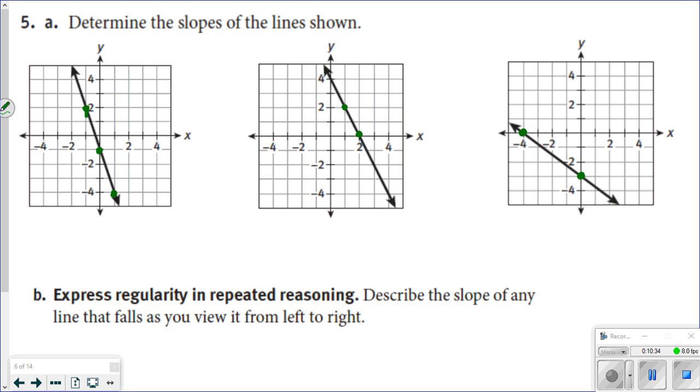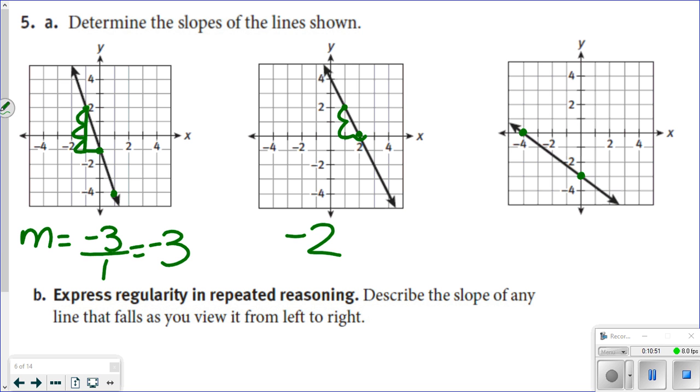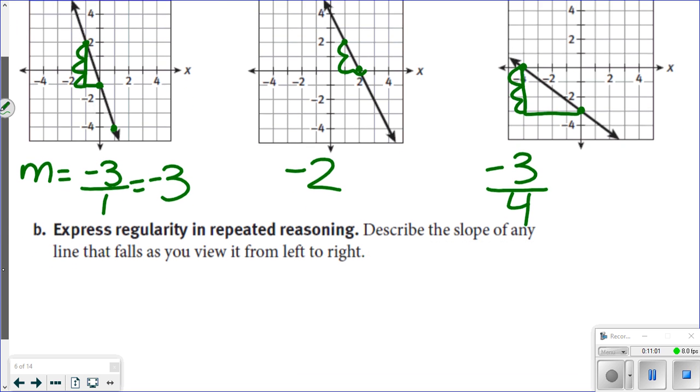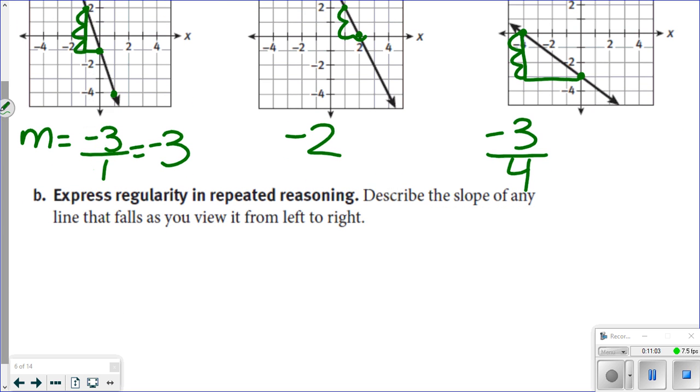If I draw in my stair step here, I'm going down 3 over 1, so my slope is -3. Here I'm going down 2 over 1. Here I'm going down 3 over 4. All of these slopes are negative.